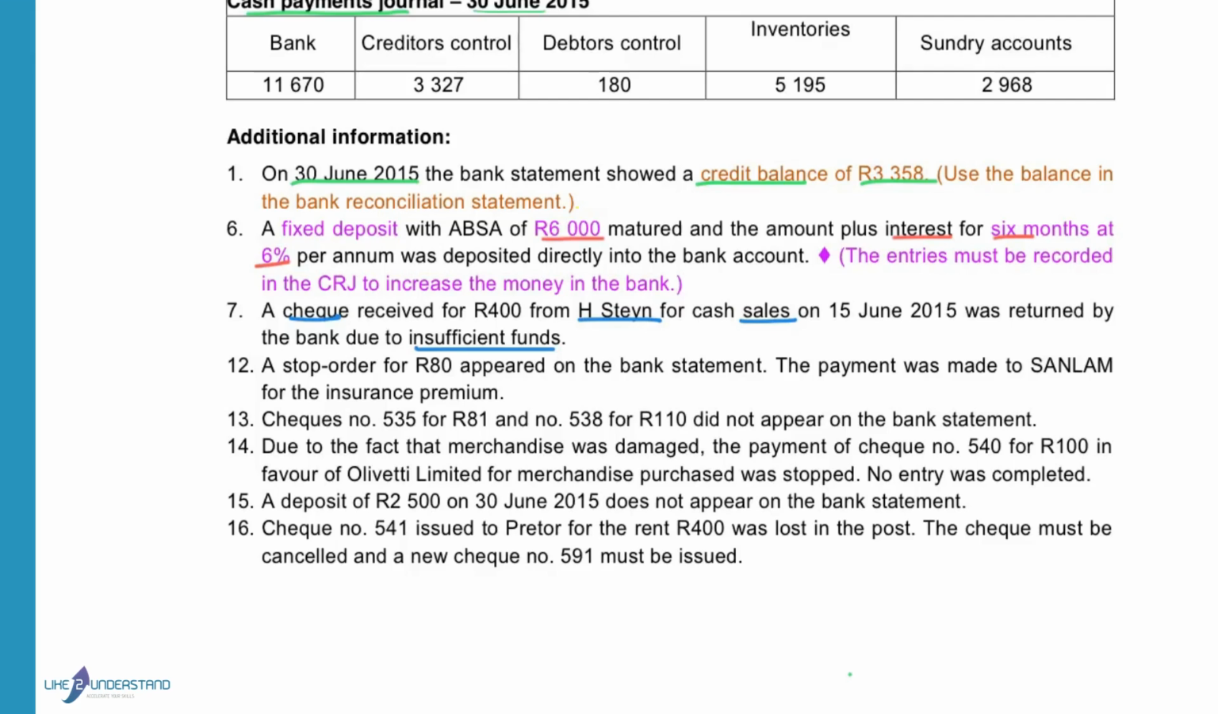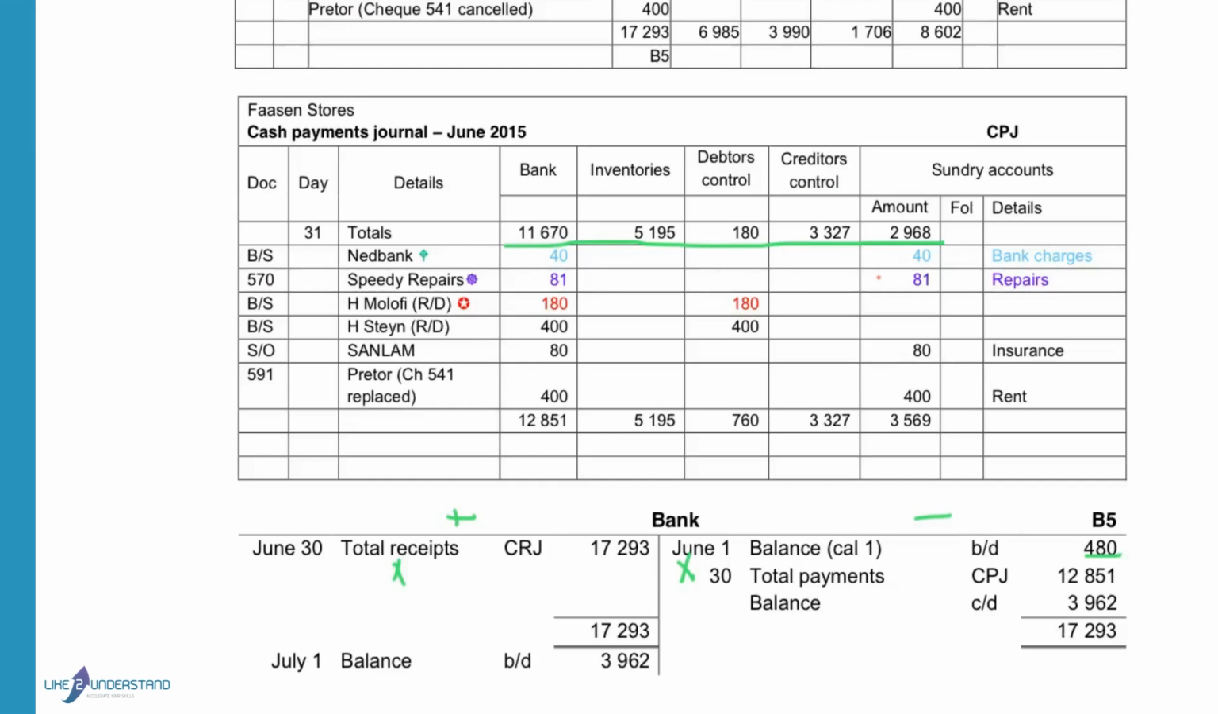This check was recorded in the cash receipts journal when we received the money. So if we want to cancel the check, we will cancel it in the cash payments journal. And we will record this entry as H. Stein RD check referred to drawer.